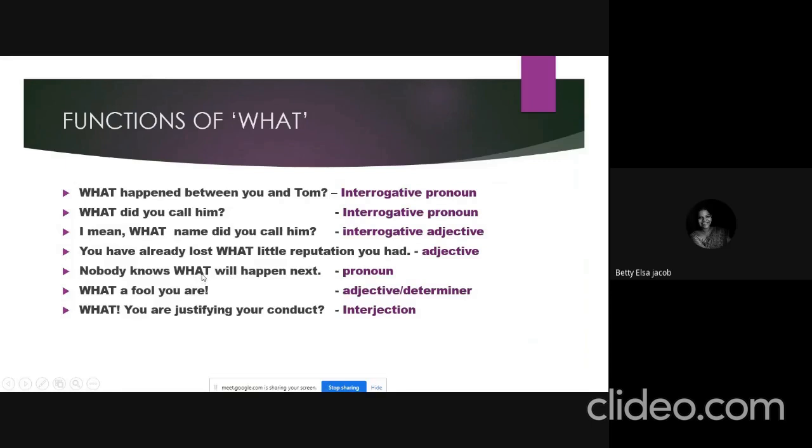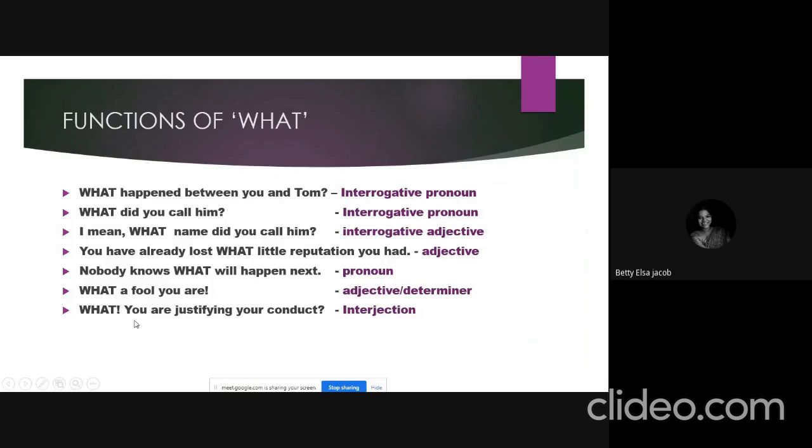Why is it not an interrogative pronoun? Because it's not a question, it's a statement. Look at the next one. What a fool you are. What a fool you are. Now, here again, you see that what is not a question. Okay, it comes in a statement, it comes in a sentence. It's not a question. So, what is not interrogative, but what is an adjective because it's immediately followed by the noun fool. So, it's an adjective.